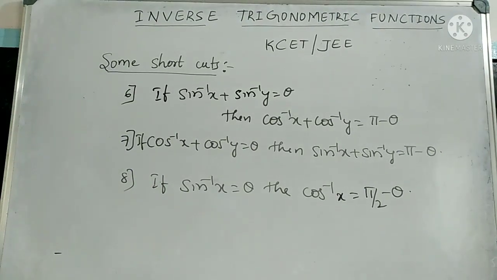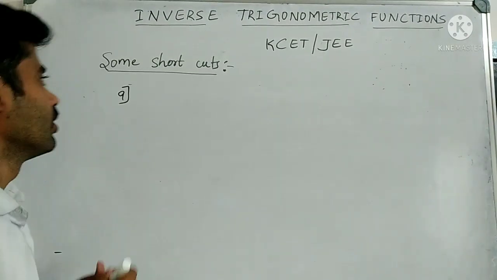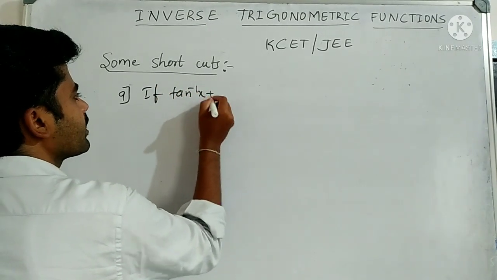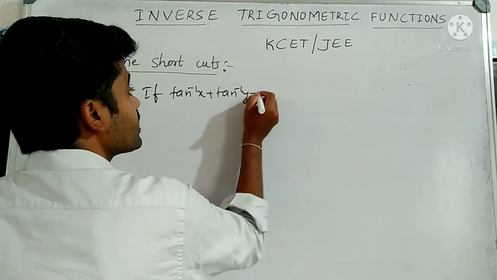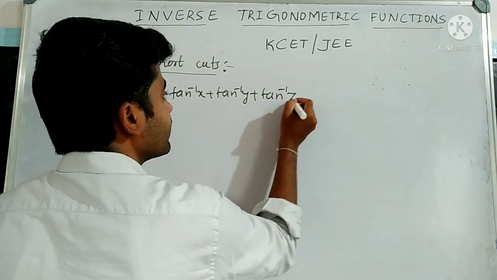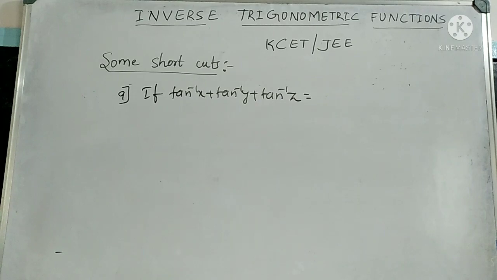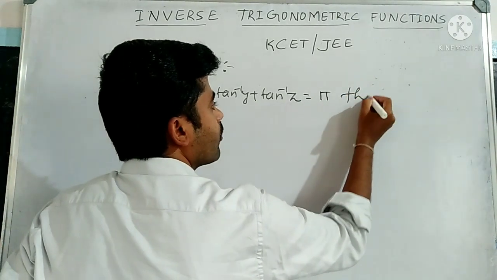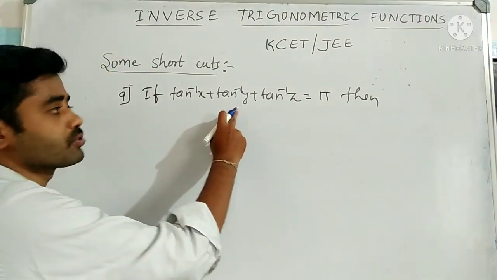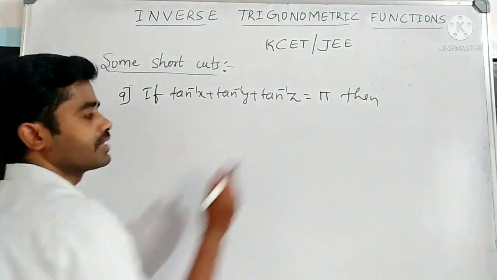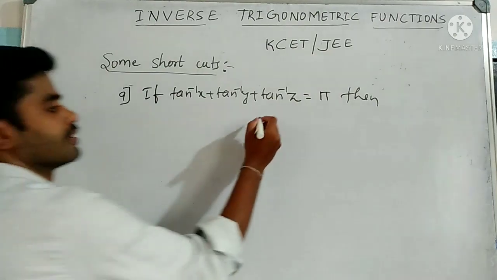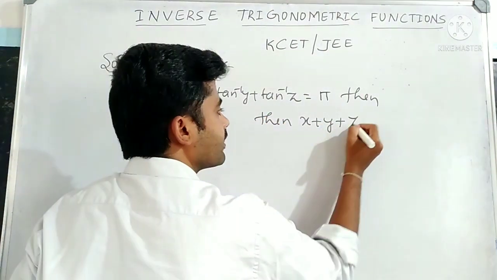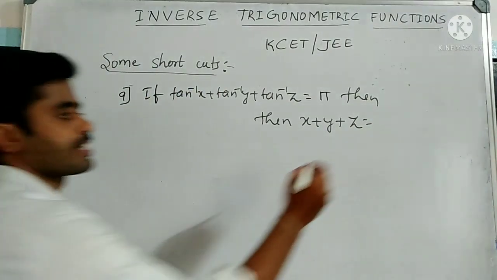Next, if tan inverse x plus tan inverse y plus tan inverse z is equal to pi, then we can write that x plus y plus z is equal to xyz.